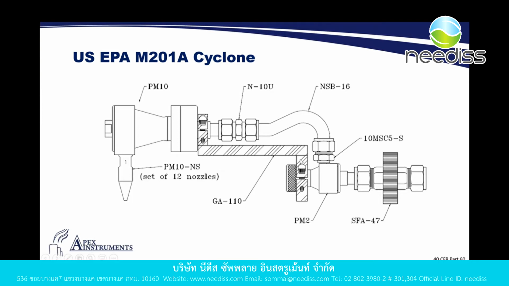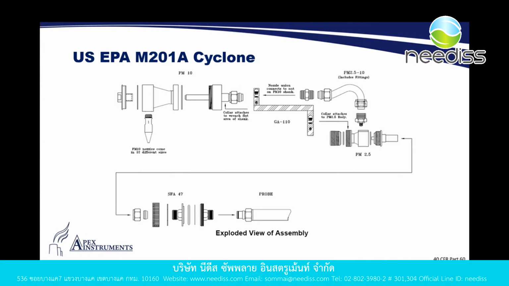This metal piece here is just our bracket. It's just a support piece of metal to support the weight of this particular design while it's sitting in the stack. It's just functional for support. It adds no sampling functionality to the system.